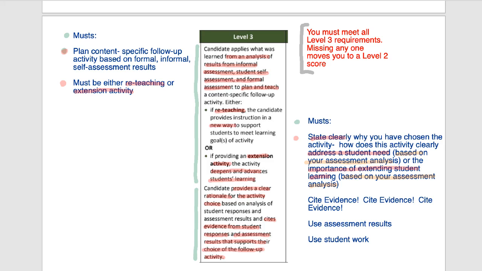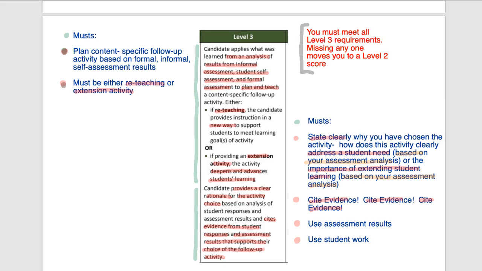Most important on this one, evidence, evidence, evidence. You want to use student results, you use assessment results as your evidence, and you want to use student work as evidence as well. So we look at level 3 here. You've got the two musts.